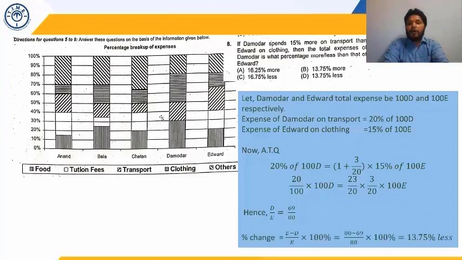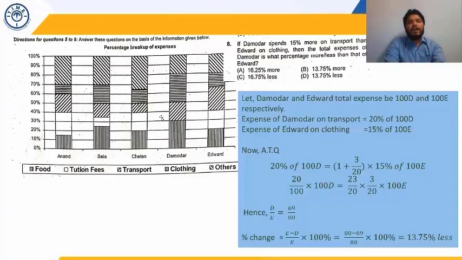We need to find out the percentage by which the total expenses of Damodar are more or less than that of Edward. So Damodar is 11 less than 80. The percentage change is going to be Edward minus Damodar divided by Edward, into 100%, where Edward is 80 and Damodar is 69. So it is 80 minus 69 upon 80 into 100%, which comes out to be 13.75% less. So Damodar spends 13.75% less than Edward in this question.